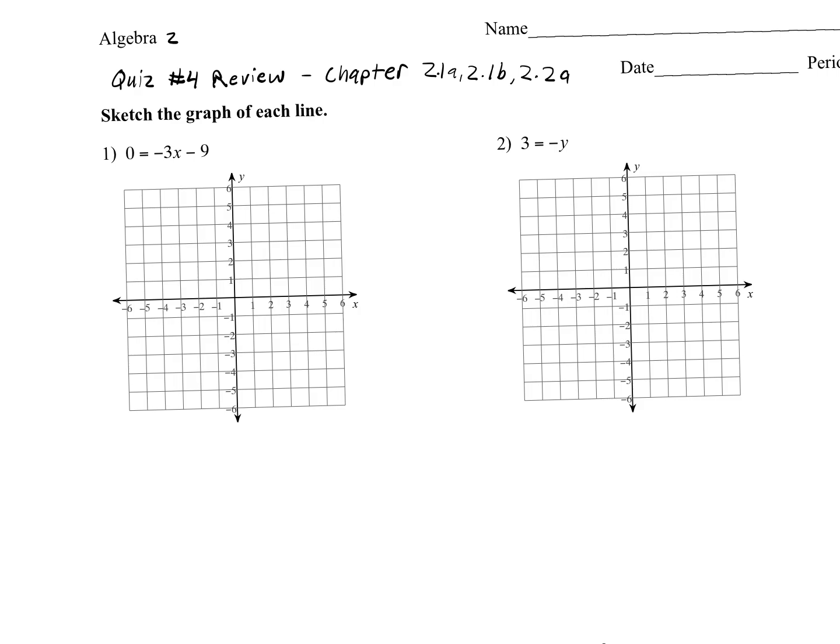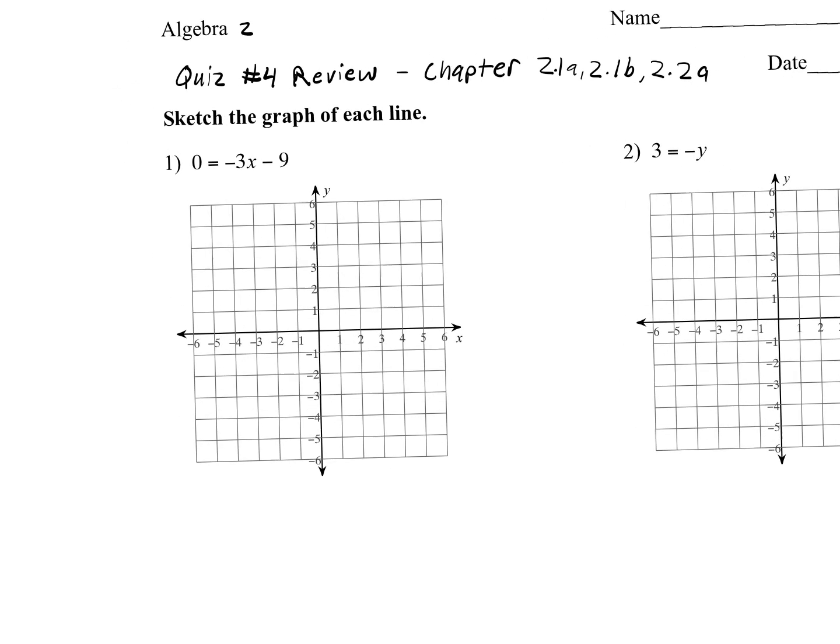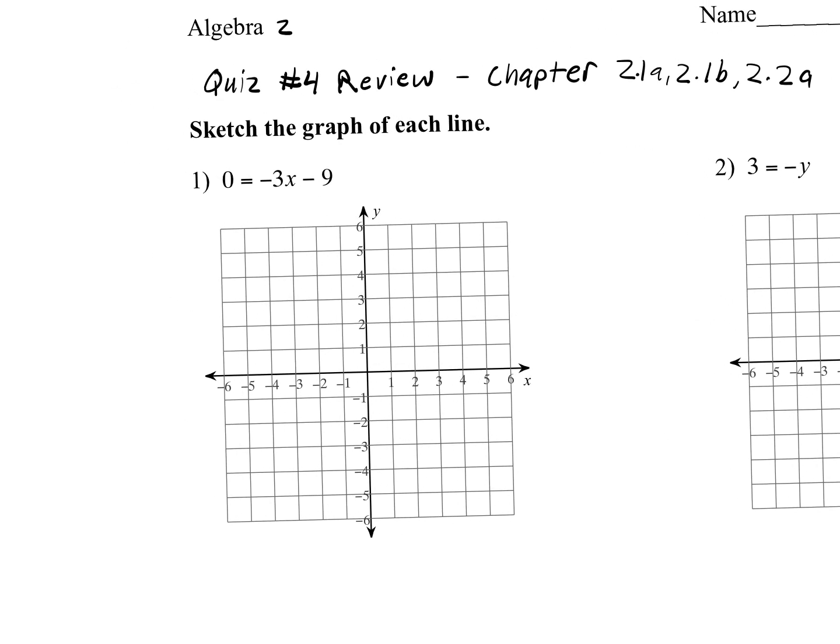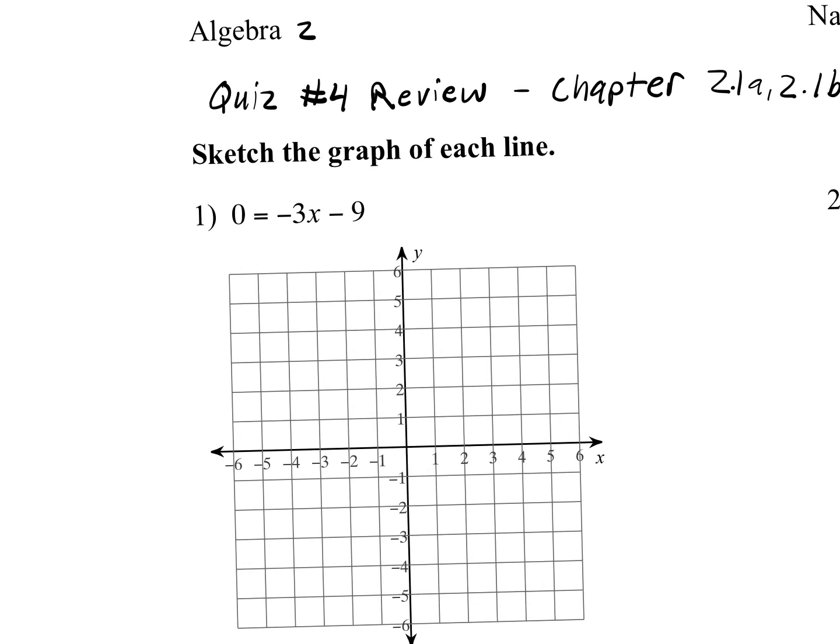Let's look at 1. What's special about 1? What variable do we see? Okay, it's just the x. Is there any y? Oh, no. There's no y. So what kind of line is it if it's just x? Do you remember? Okay, so if it's just x, it's going to be a vertical line. All right, so it's going to go straight up and down.